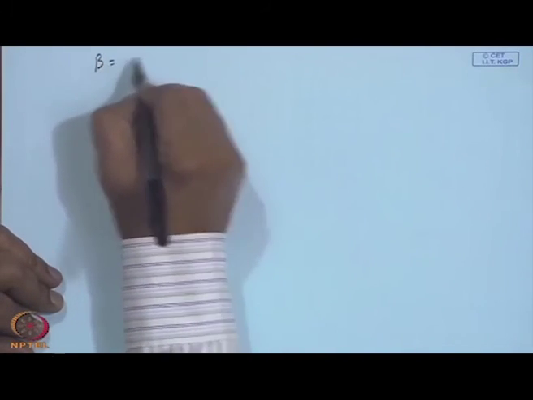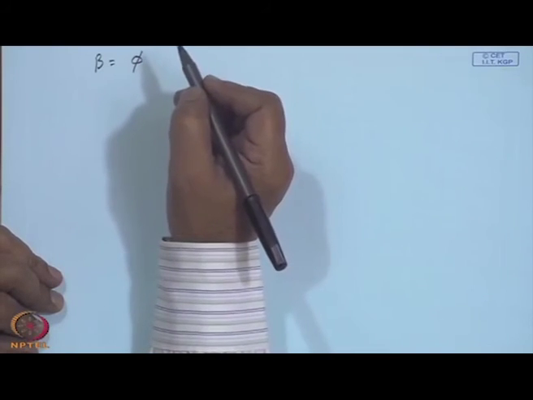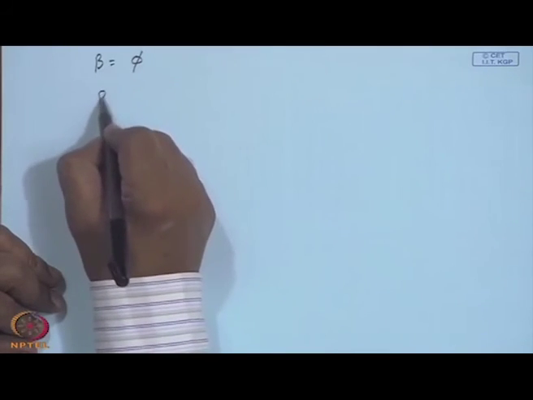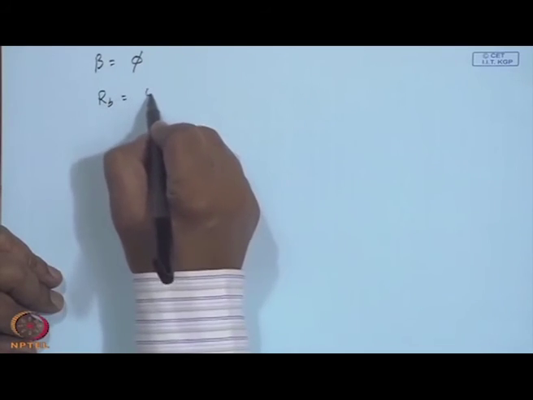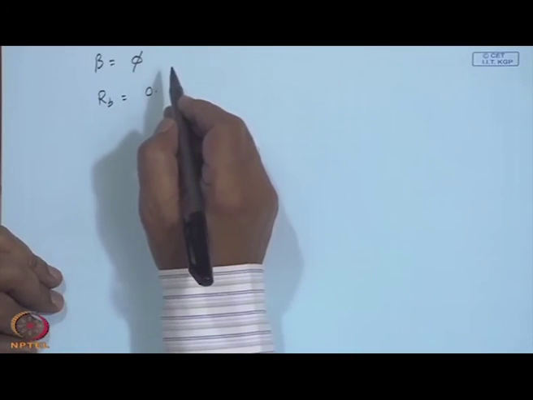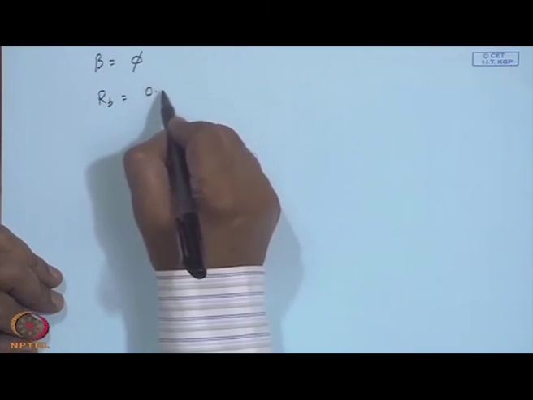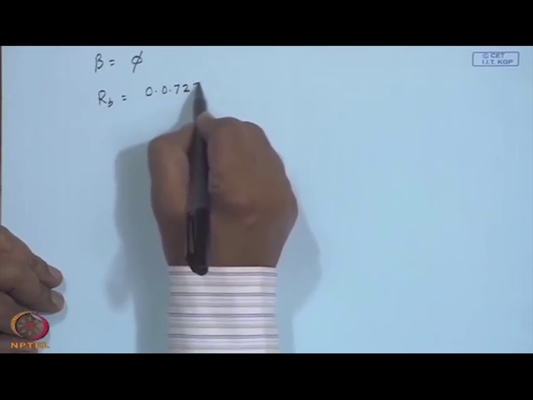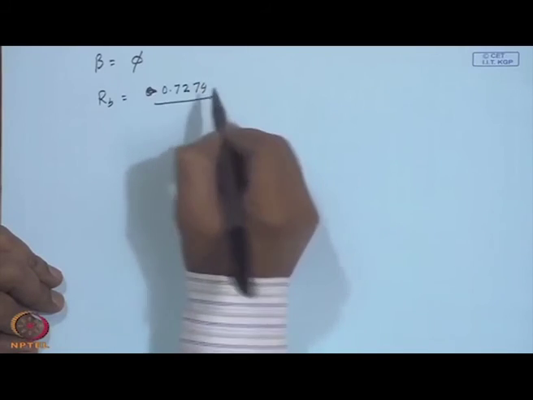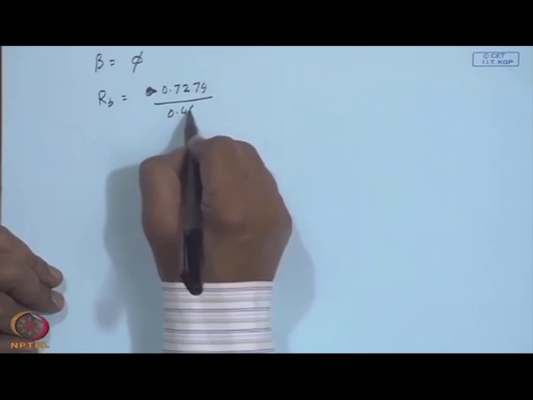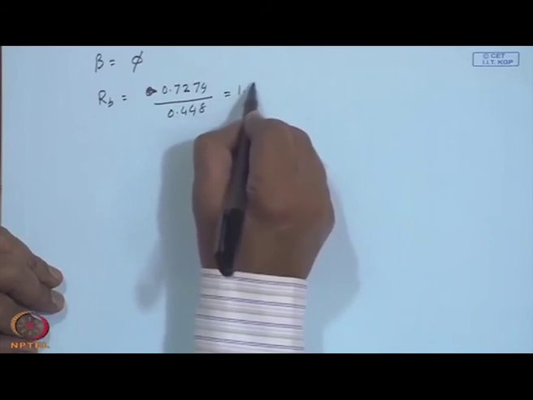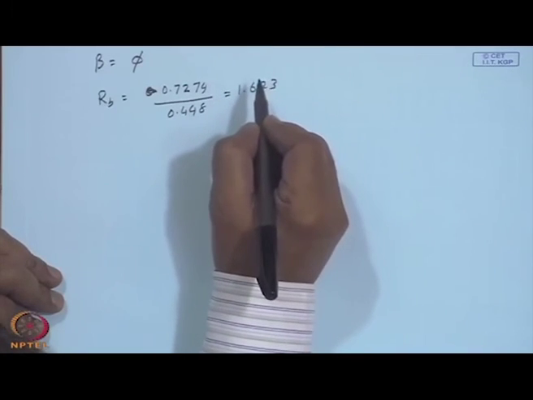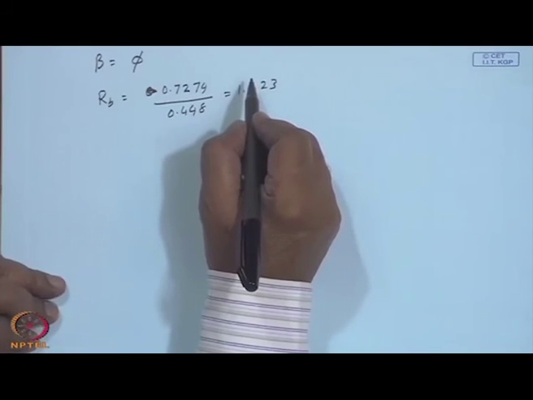The next case will be beta is equal to phi, and you will have your RB, please put down phi minus beta 0, giving you cos of phi minus beta 1 and sin of phi minus beta 0. So, that is a simple way to calculate: 0.7274 by 0.448 equal to 1.623, which is comparable to the previous one, though not higher.